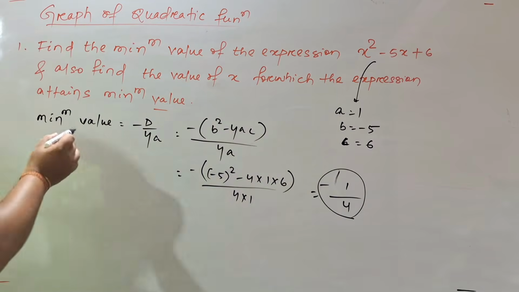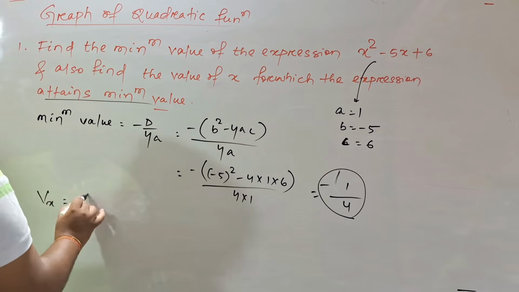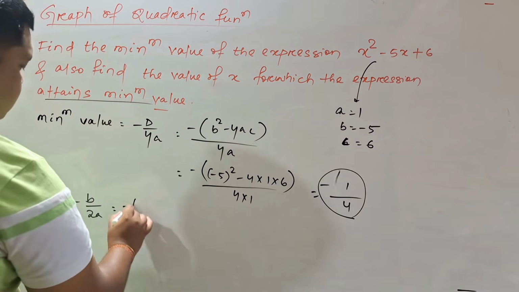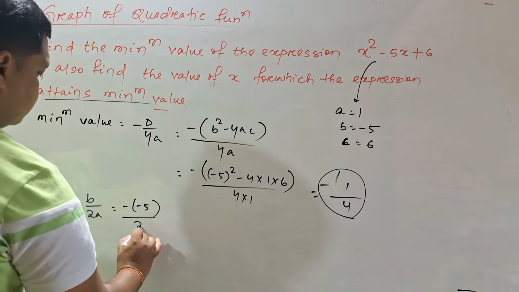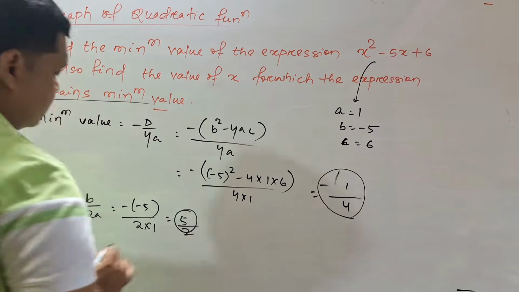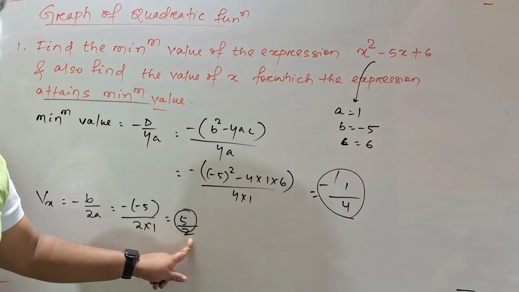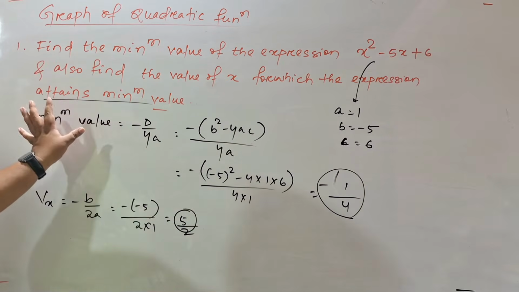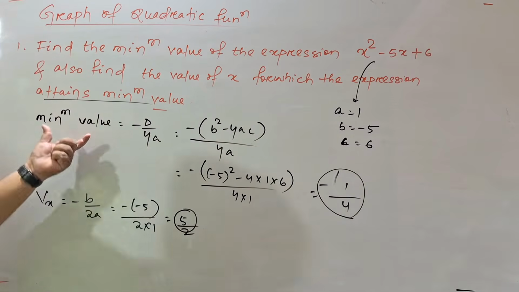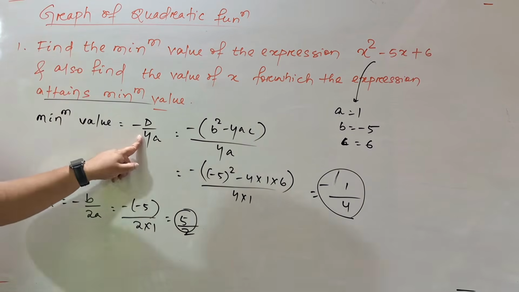At what value of x will you get the minimum value? The vertex Vx is equal to minus b by 2a, which is minus of minus 5 divided by 2 into a, so this is equal to 5 by 2. At 5 by 2 I will get the minimum value, and that minimum value is minus 1 by 4. Whenever the question is to find the minimum value of the expression, meaning the minima, you apply minus D by 4a.